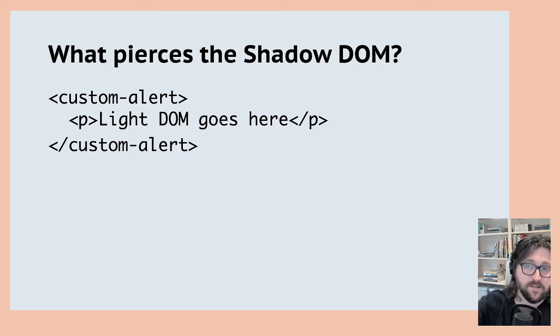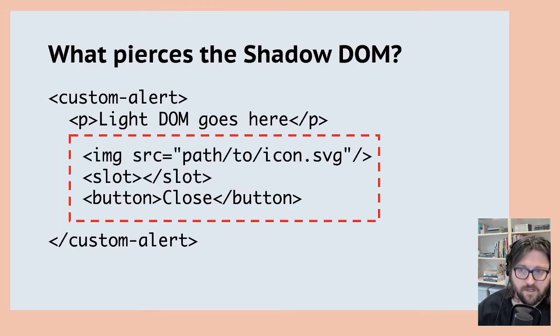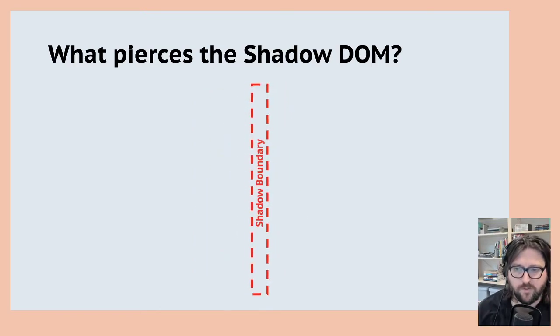And the existence of shadow DOM implies the existence of light DOM. All that HTML you write inside the custom element, that's called light DOM. And then that gets passed into the shadow DOM. And this is the shadow DOM. It has our image, our slot, and our button. But that little line around the shadow DOM, that is called the shadow boundary.